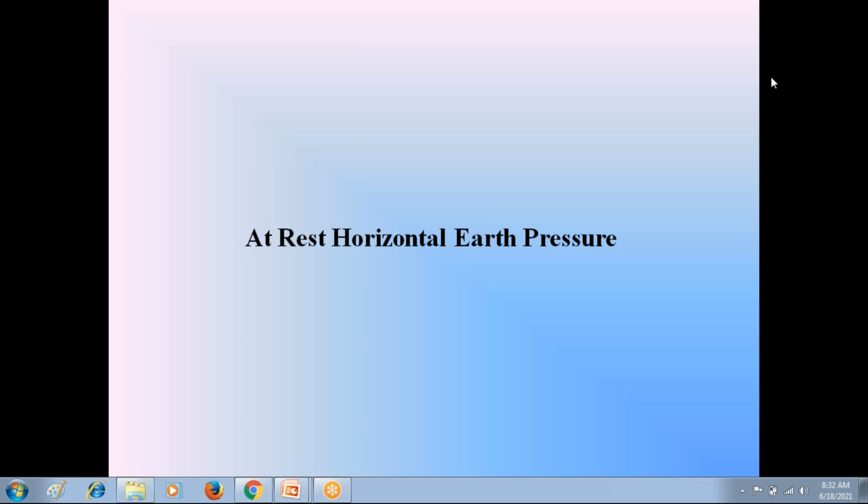Along the x-axis, sigma h. Along the y-axis, sigma v. Along the z-axis also, sigma h. So in the backfill, the soil element is subjected to three stresses.